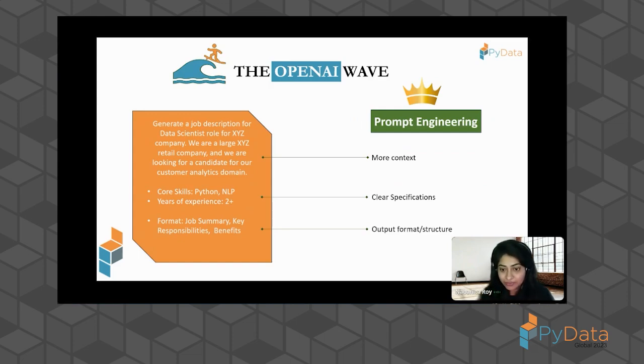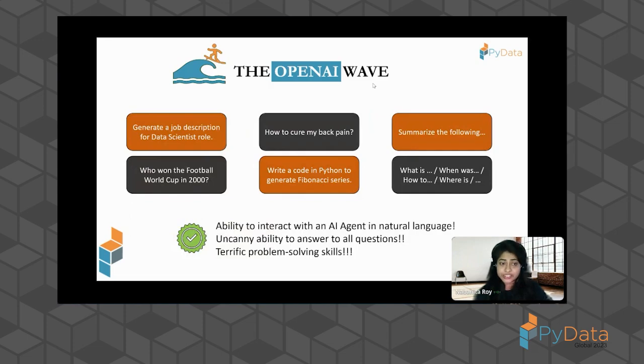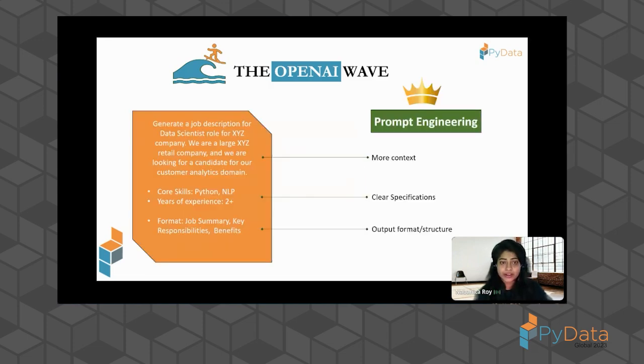And here's one thing that came out of it: prompt engineering. Prompt engineering ruled 2023. And here's a little example of how it happened. The first example in the previous screen was generating a job description for a data scientist role. Here in this example, I have fleshed it out a little bit more and gave it some context, and gave clear specifications on what exactly you need in that job description template, and what format you need. So in the format, I say, can you add a job summary, key responsibilities, and benefits. So basically, clearly defining the output structure.